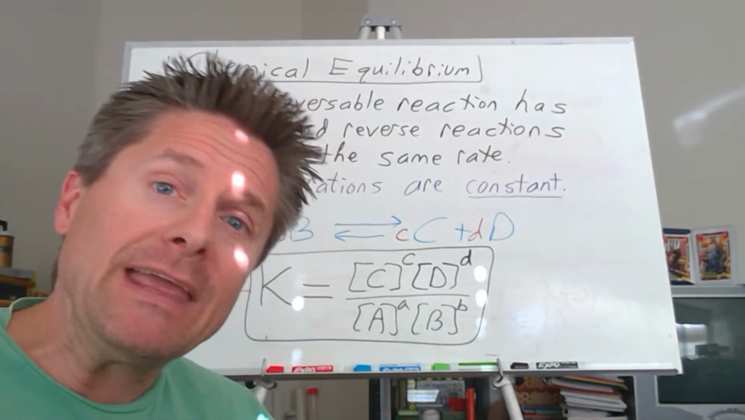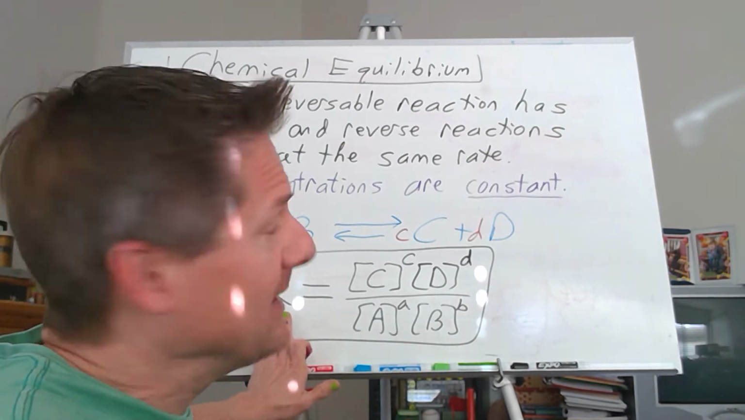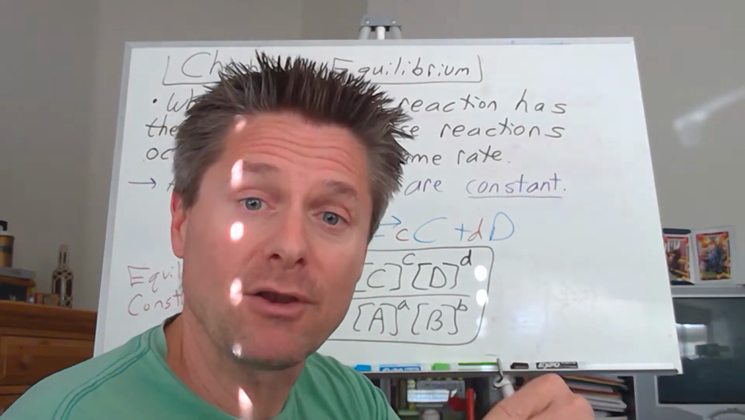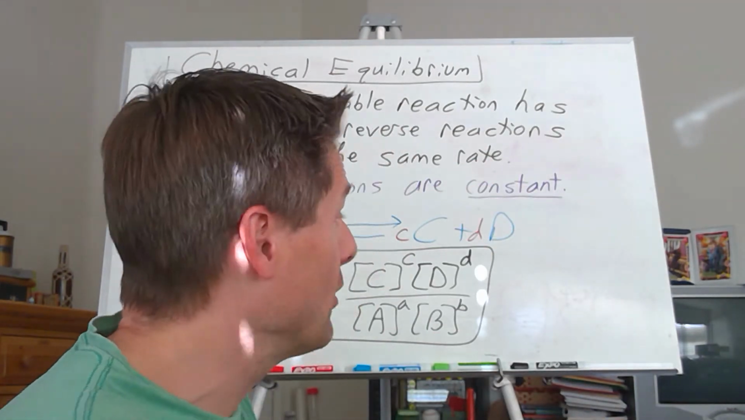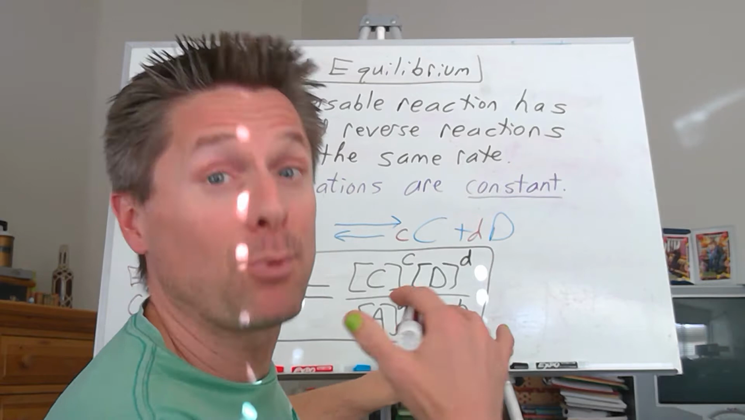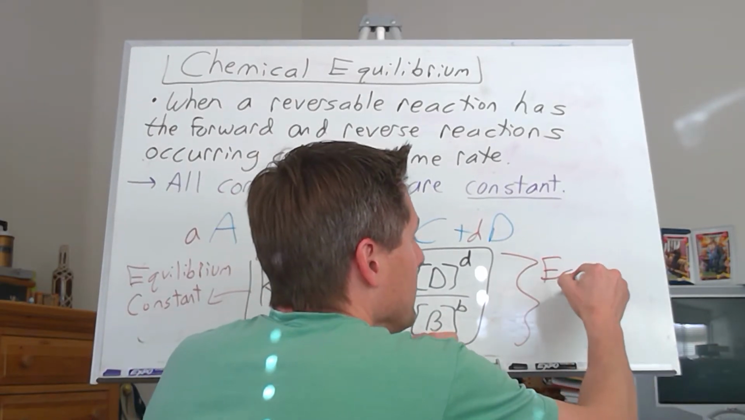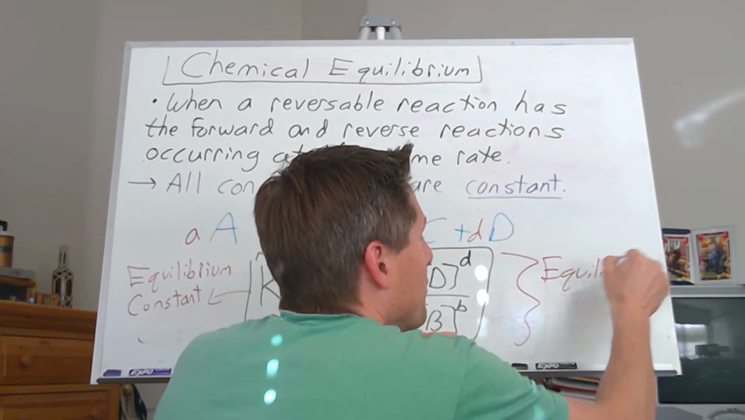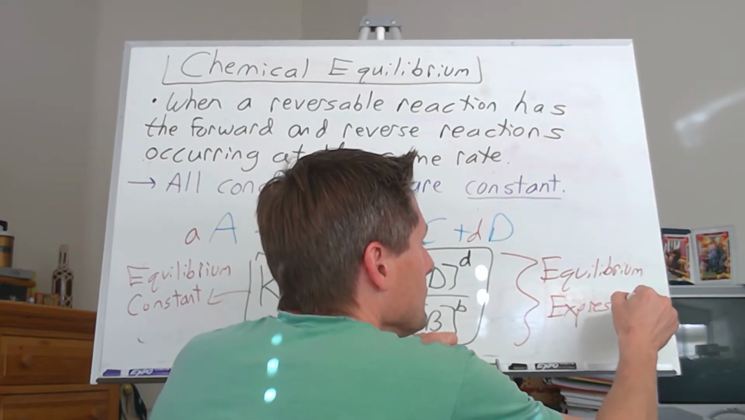This entire thing is called the equilibrium expression, right? So taking the equilibrium constant and equating it to the products multiplied by each other, raised to the power of their stoichiometric coefficients, divided by the reactants, raised to their stoichiometric coefficients. That's called the equilibrium expression. This is hugely important. So that's the equilibrium expression. So write that down.